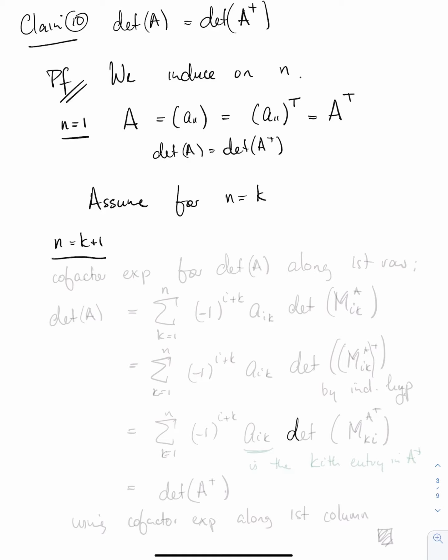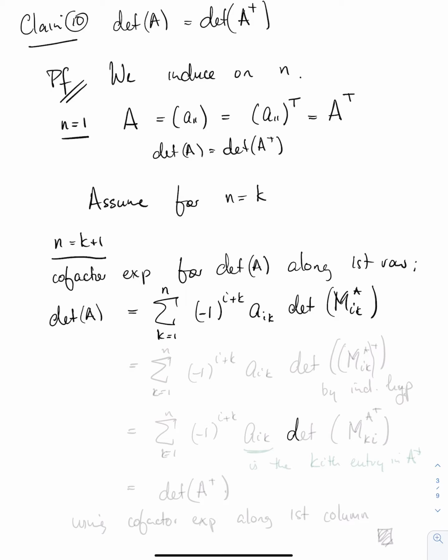Assuming it's true for K by K matrices, we will prove it is true for K plus 1 by K plus 1 matrices. Just like in the idea, we're going to do the cofactor expansion for the determinant of A along the first row. And using sigma notation, we're going to realize that this is the sum of -1 to the I plus K of the entry, the ikth entry, times the determinant of M, I, K, this mini matrix in A, as K ranges from 1 to N.